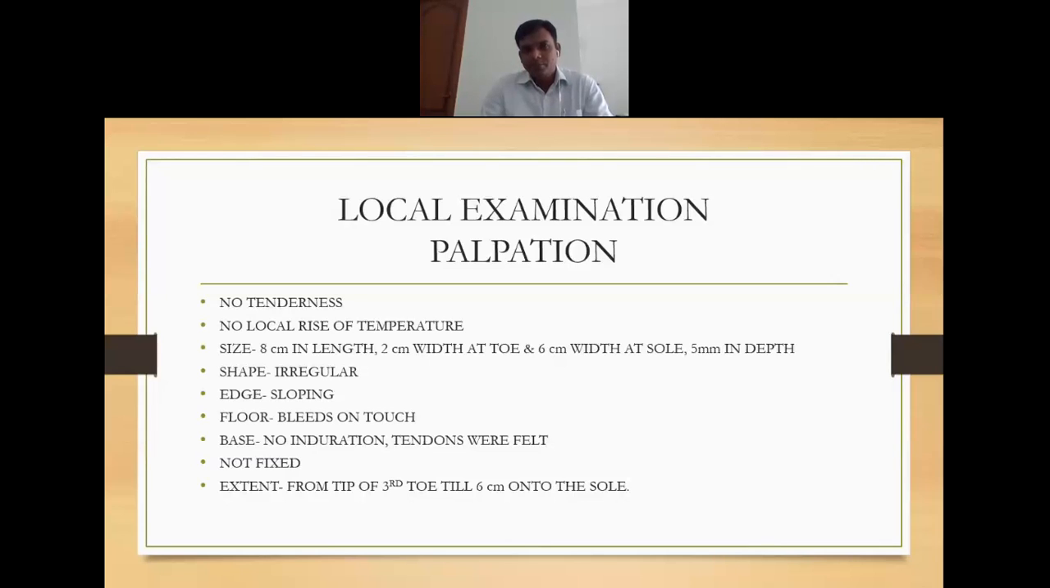What forms the base of the ulcer? That is what you want to know. Whether it is on the tendons, or on the bone, or in the joint. That's what you need to know. Induration of the base, whether it is there or not, really does not add up to any diagnosis or treatment.